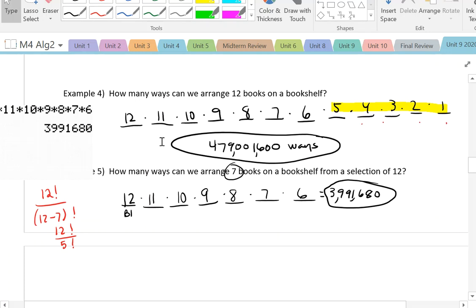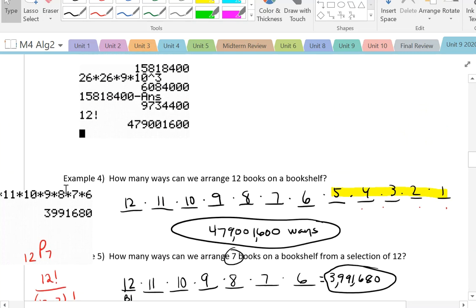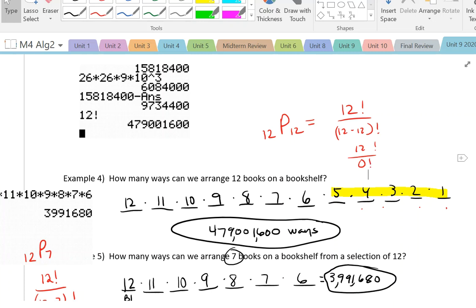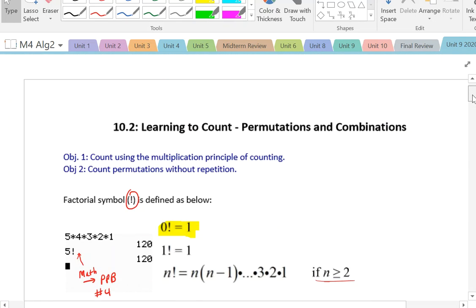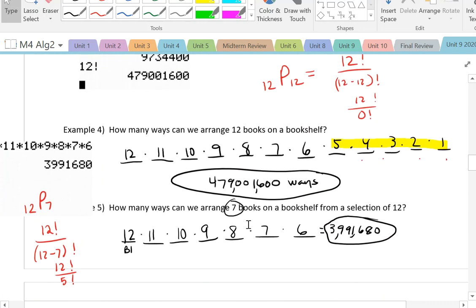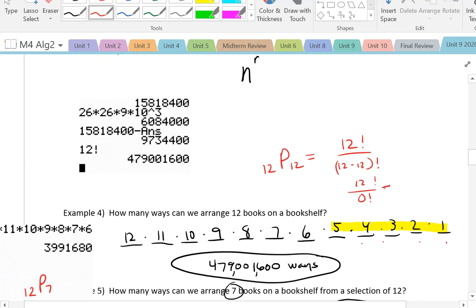And the way we would write this is 12P7. Now, how many ways could we arrange 12 books on a bookshelf? Well, that's 12P12. I'm using all 12 books. So using our formula, I get 12 factorial on the top over (12 minus 12) factorial, which is 12 factorial over 0 factorial. 0 factorial, that's pretty weird. 0 factorial, as we defined at the beginning, is just 1. And 0 factorial is 1 because there is one way to have no books on our shelf. You just have no books on the shelf.